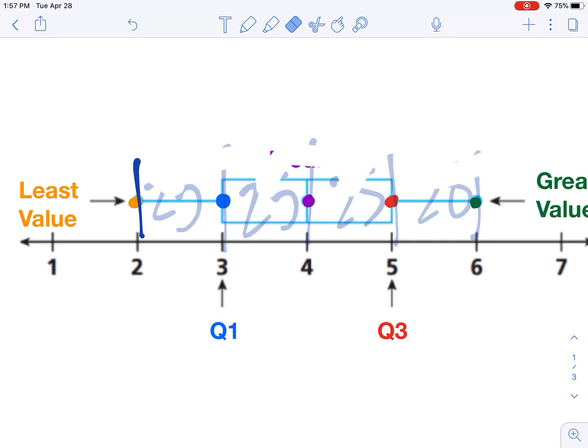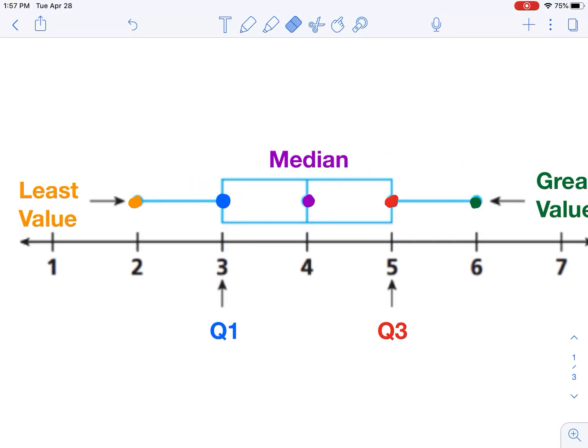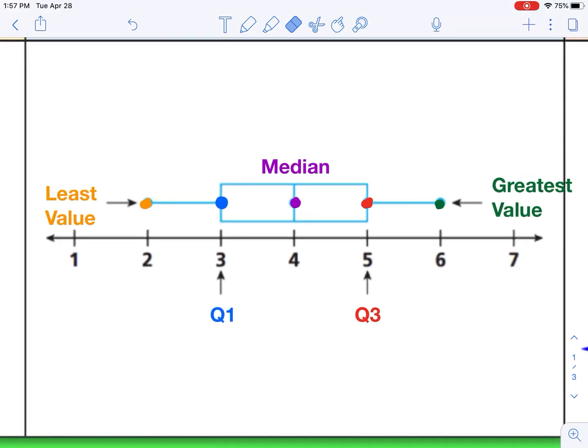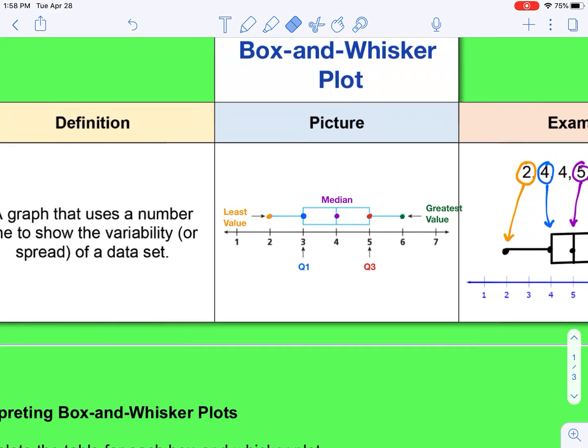So how this works is, first thing I'm going to do is write my 5 points out. The 5 points that I use are the least value, quartile 1, the median, quartile 3, and the greatest value. And then I just connect the dots. Now, I can't really tell you why we don't just make a straight line all the way across, but for whatever reason, whoever decided to create box and whisker plots decided to put a box in the middle, and then the whiskers are on the outside connecting your least and greatest values.